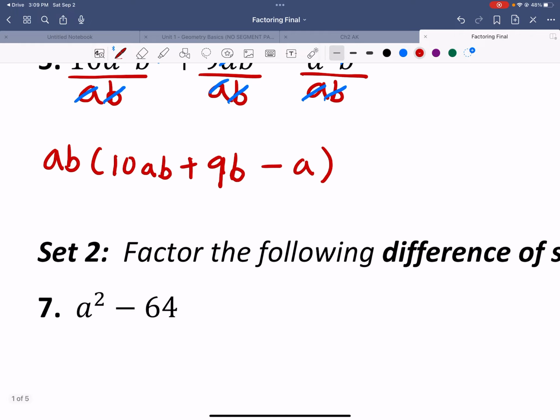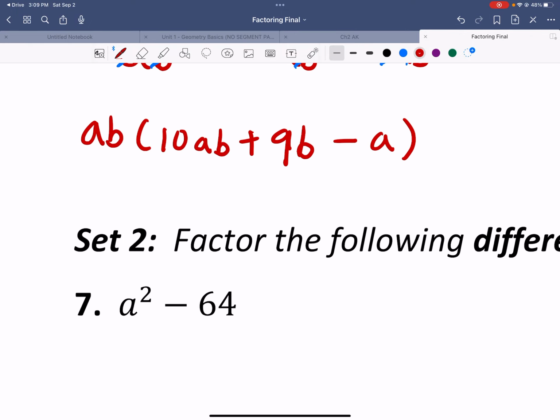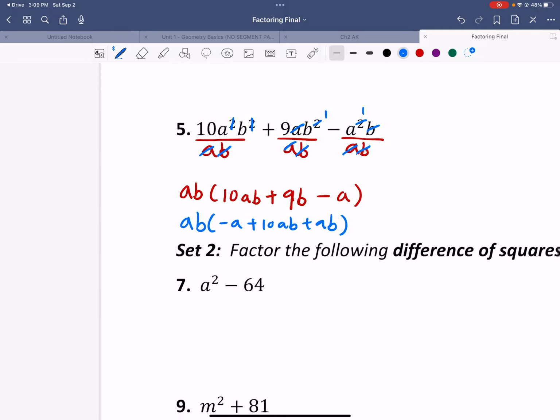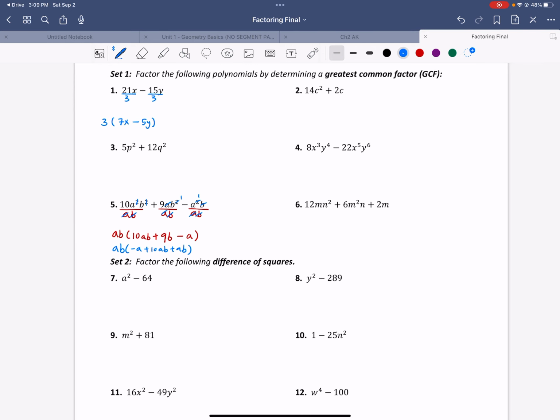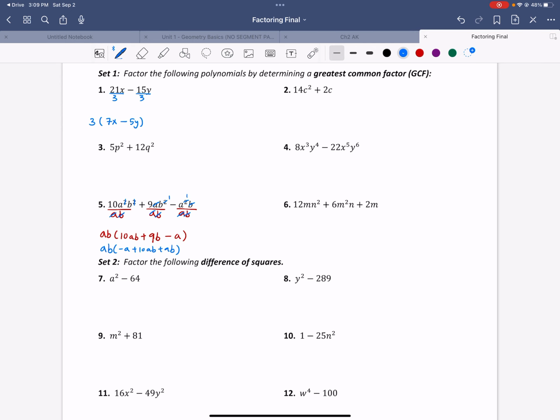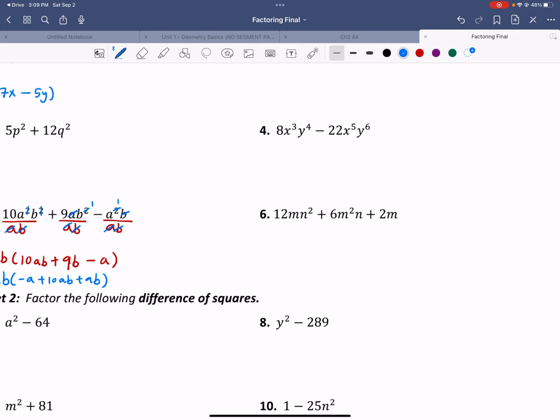So that's about it. And obviously when you try to do it, you might want to rearrange this order because you might want to write in alphabetical order. So possibly in your multiple choice question, you may have negative a plus 10ab plus 9b, something like that, okay? I think that's about it, but for you, I will go over one more question.